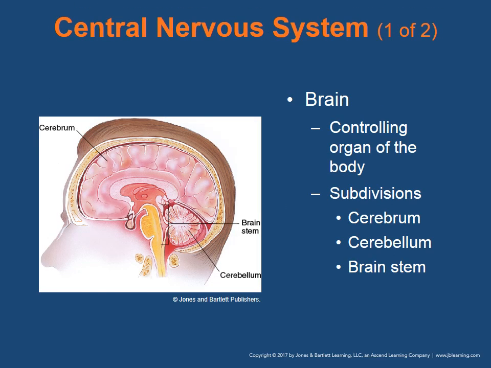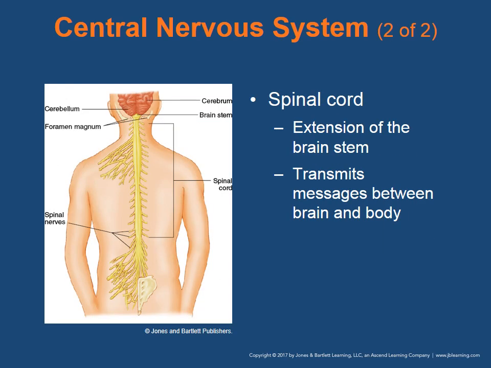So the central nervous system is the brain. It's the controlling organ of the body, right? It's the computer. Subdivisions is the cerebrum. We have our kind of our personality over there, and then we have the cerebellum, and then down to the most basic brainstem that tells our body that we need to breathe, or has all those autonomic responses, right? So there's different things handled in different areas, portions of the brain. The spinal cord, extension of the brainstem, transmits messages between the brain and the body.